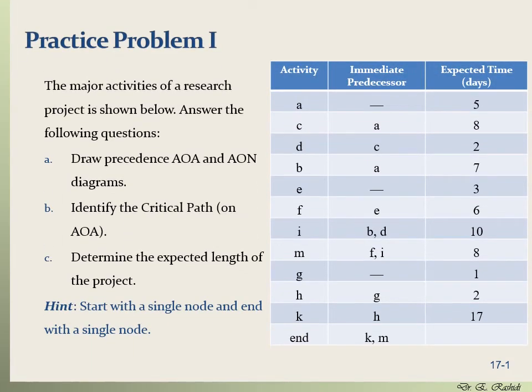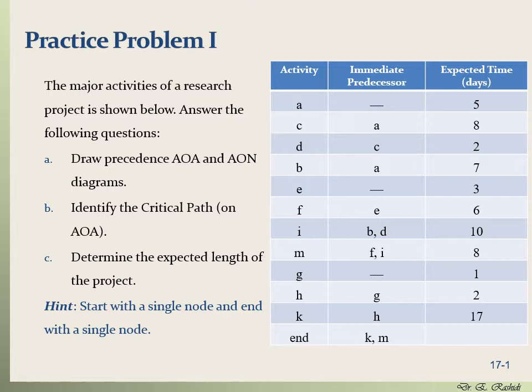Practice problem 1. The major activities of a research project are shown in the table on the right. Answer the following questions. Part A. Draw the precedence AOA and AON diagrams. B. Identify the critical path on the AOA network. And C. Determine the expected length of the project. Hint: start with a single node and end with a single node.